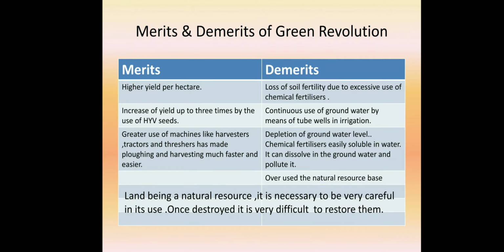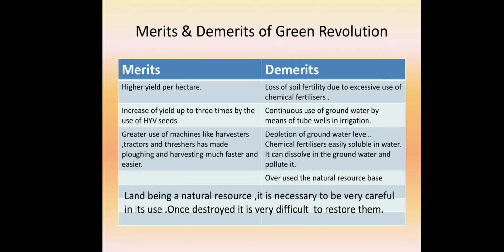Let us understand the merits and demerits of Green Revolution. As you all know, we have both advantage and disadvantage. The merits include high yield per hectare, increase of yield up to 3 times by the use of high yielding varieties of seeds, greater use of machines like harvesters, tractors and threshers has made plowing and harvesting much faster and easier.